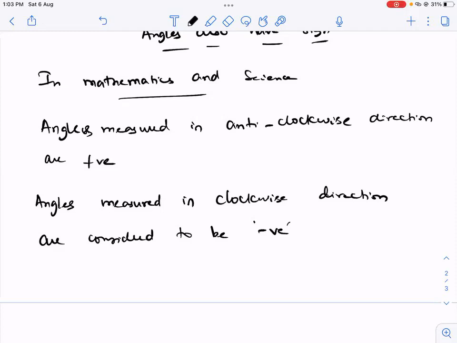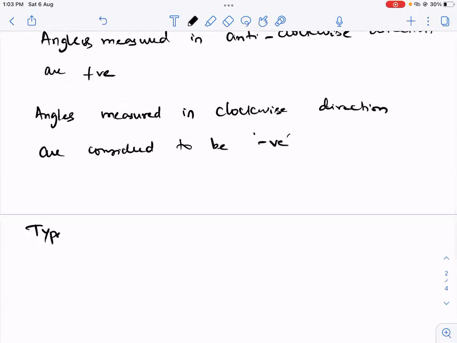So what are the types of angles that you people know? Start from zero. You can look at the MPG book. It is on page number 100.